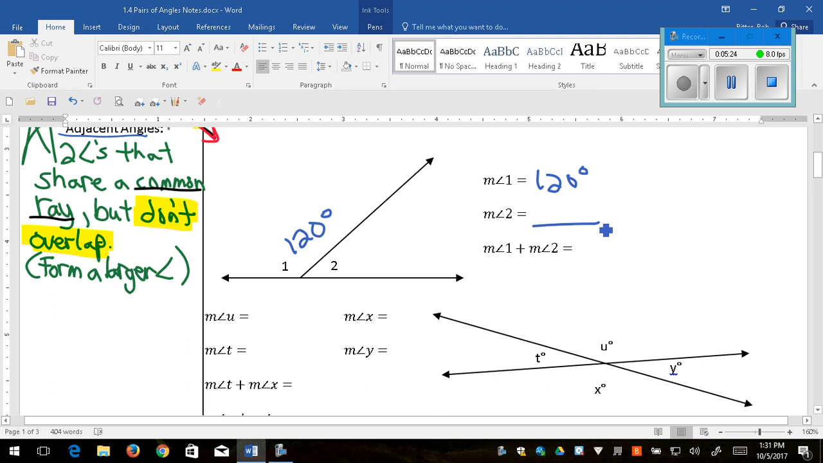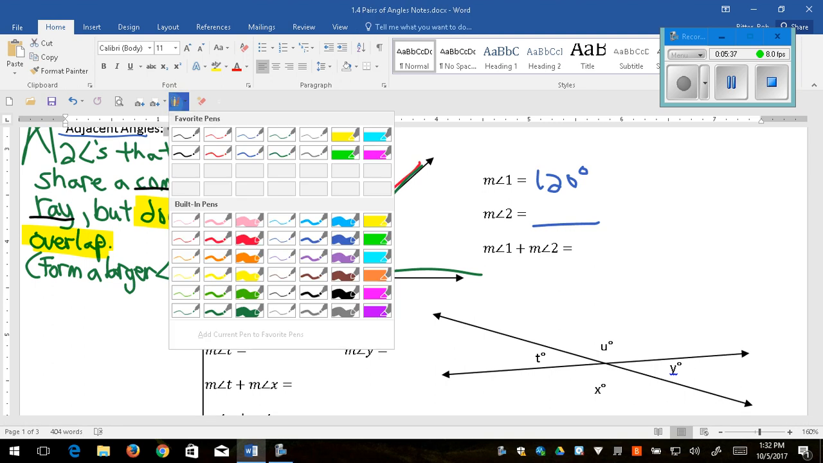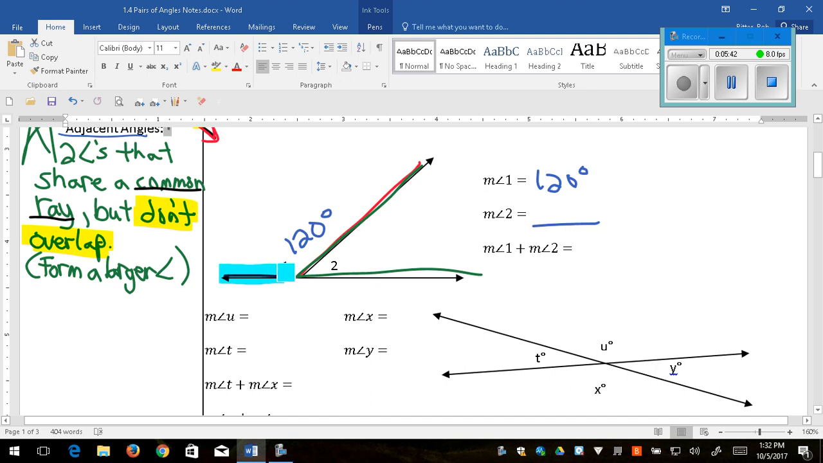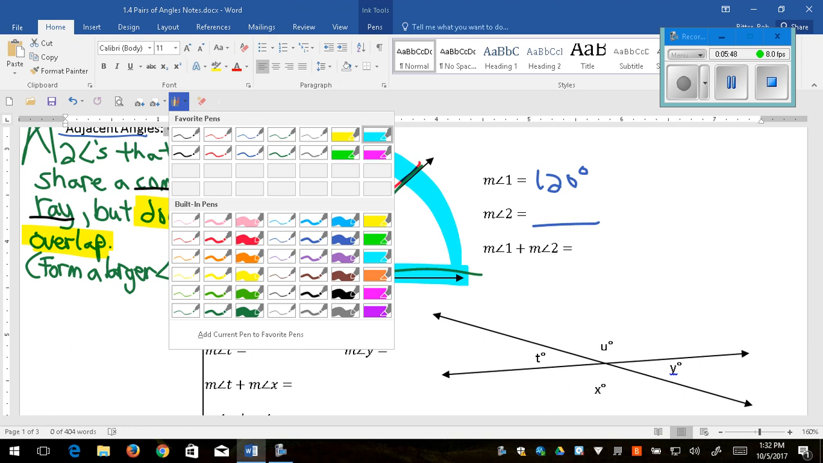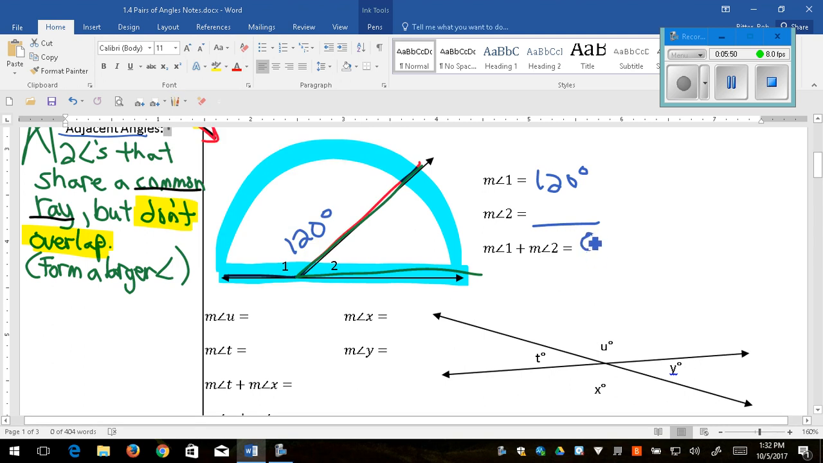It's acute. And if I add them together, here's my angle 1, and here's my angle 2. Notice there's their common ray, and they don't overlap. When I put them together, they form a much larger angle. That larger angle being this one right here. That angle is a straight angle. It is 180 degrees. So when I add the two of them, they should add up to 180 degrees, regardless of what numbers I assign to them. In this case, I assigned angle 1 to be 120 degrees. Well, 180 minus 120 is 60, so angle 2 has to be 60 degrees.